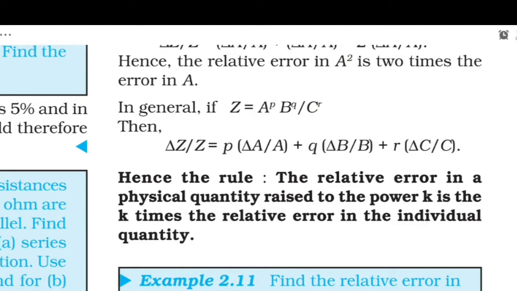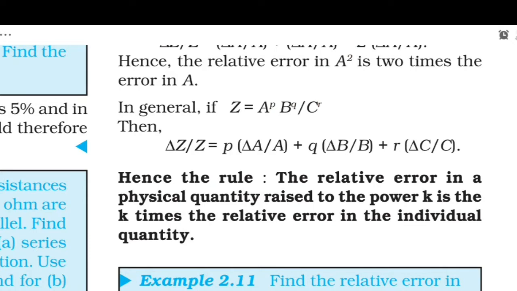So what will be delta Z by Z? Delta Z by Z will be, see, relative error in A raised to P plus relative error in B raised to Q plus relative error in C raised to R. So it becomes P into delta A by A plus Q into delta B by B plus R into delta C by C. So both the rules are being applied there. That means product quotient and this power. So that way we have to solve it.